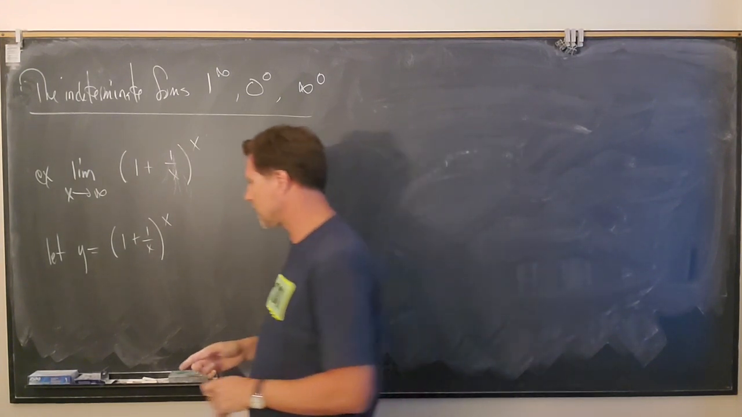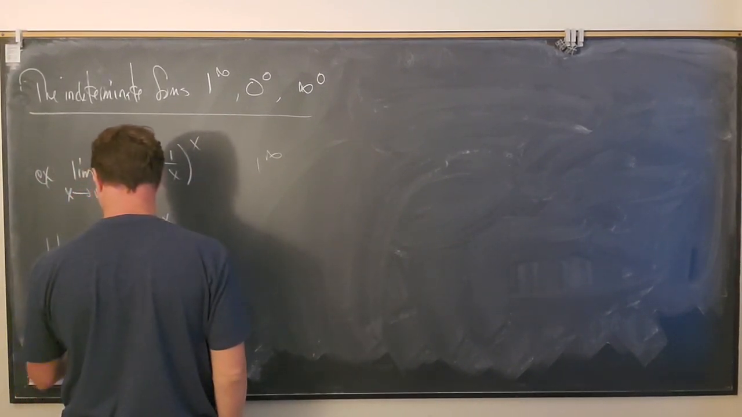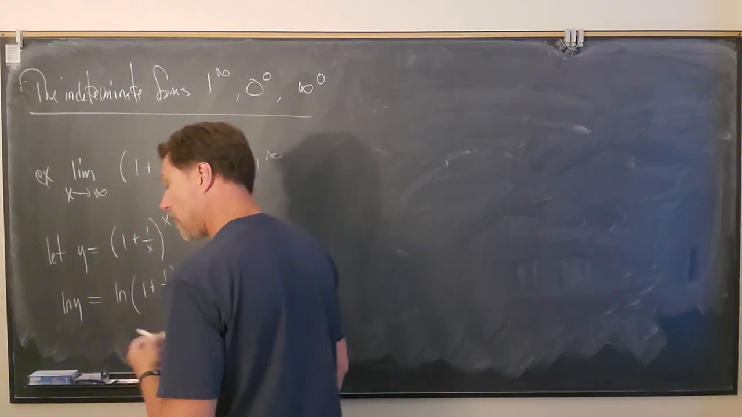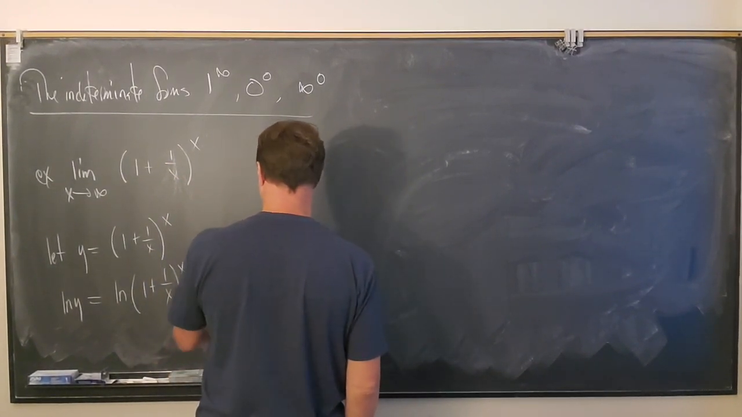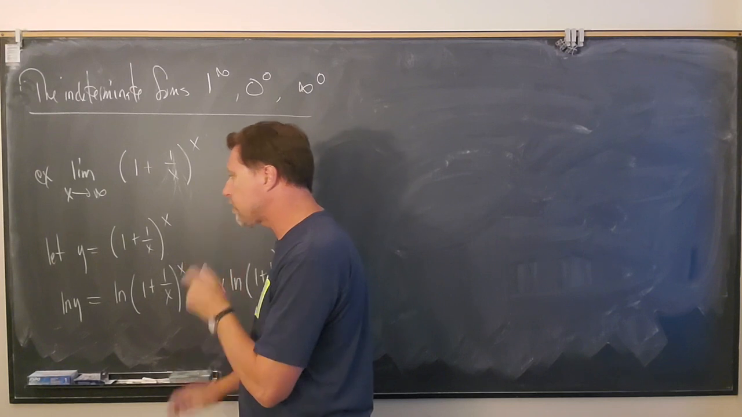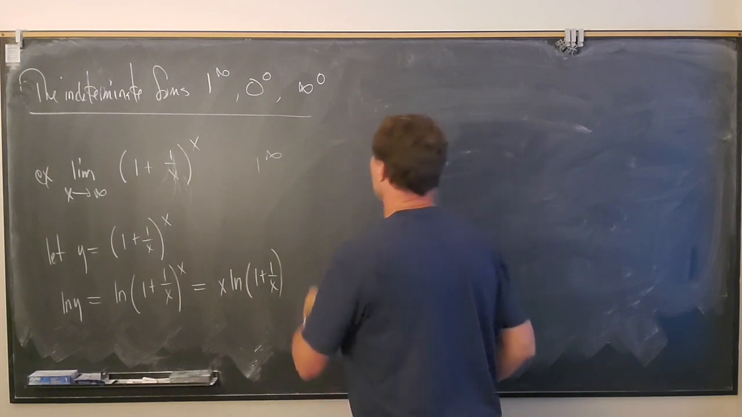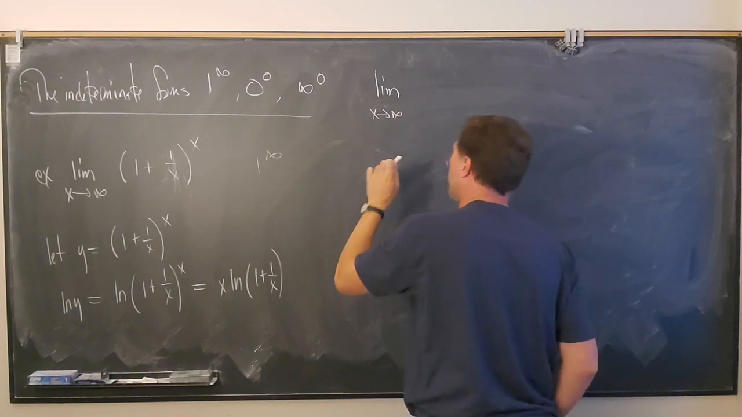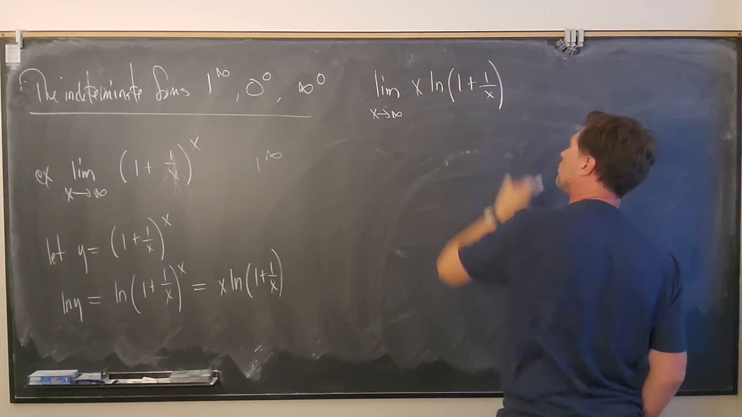So what I'm going to do next is take the natural log of both sides. So we get natural log of y equals natural log of 1 plus 1 over x, raised to the x. And then we have a rule of logs that says that this is equal to x natural log of 1 plus 1 over x. So now, instead of computing the limit of y, I'm going to compute the limit of natural log of y. So I'm going to compute the limit of this piece right here: the limit as x goes to infinity of x times natural log of 1 plus 1 over x.